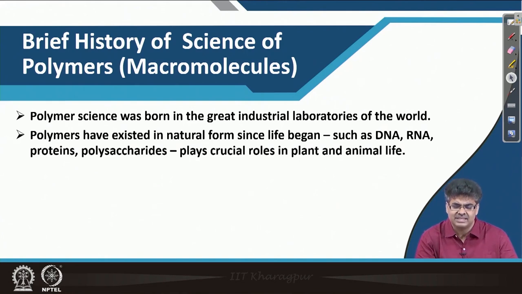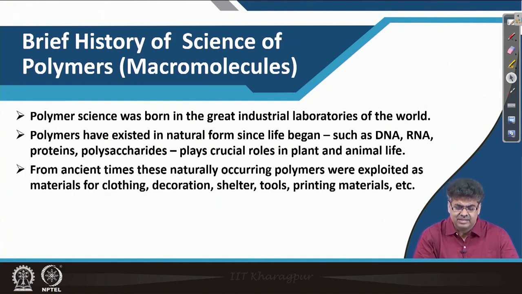Polymers existed in natural form for a long time, since life began. For example, in our body we have macromolecules like DNA, RNA, proteins, and polysaccharides, which play crucial roles in plant and animal life. From ancient times, these naturally occurring polymers were exploited by man for making several items, like clothing, decoration, shelters, tools, and also printing materials, etc.